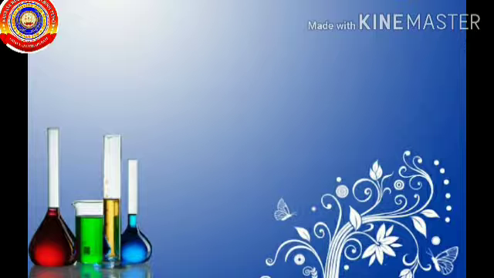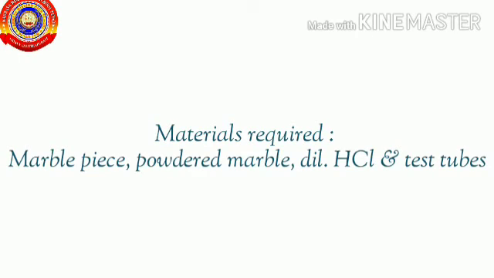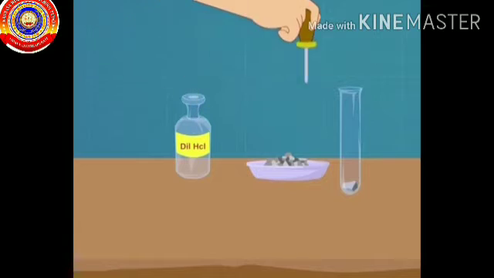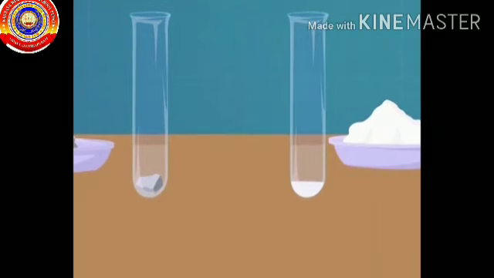Let's make a start on Experiment 3, surface area and rate of reaction. The materials required for this reaction are marble piece, powdered marble, dilute hydrochloric acid and test tubes. Let's start the experiment. Take two test tubes. Put a marble piece in one and powdered marble of equal mass in another one. Add equal quantity of dilute hydrochloric acid in both test tubes.